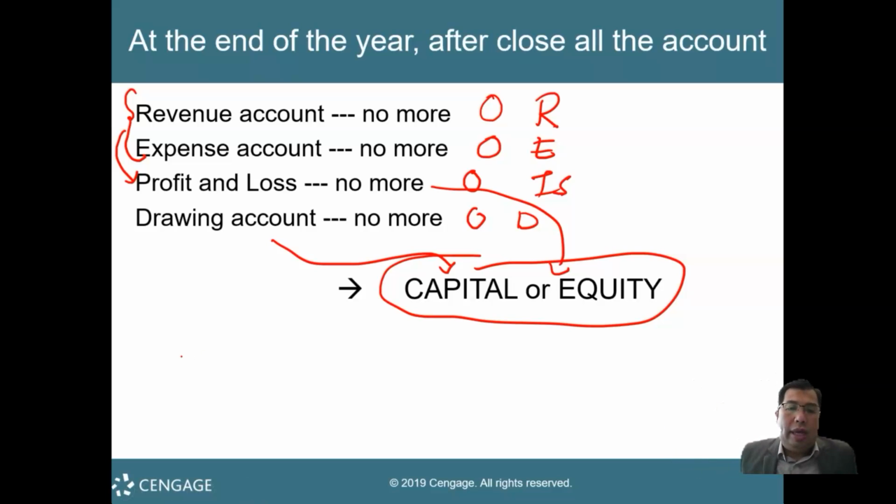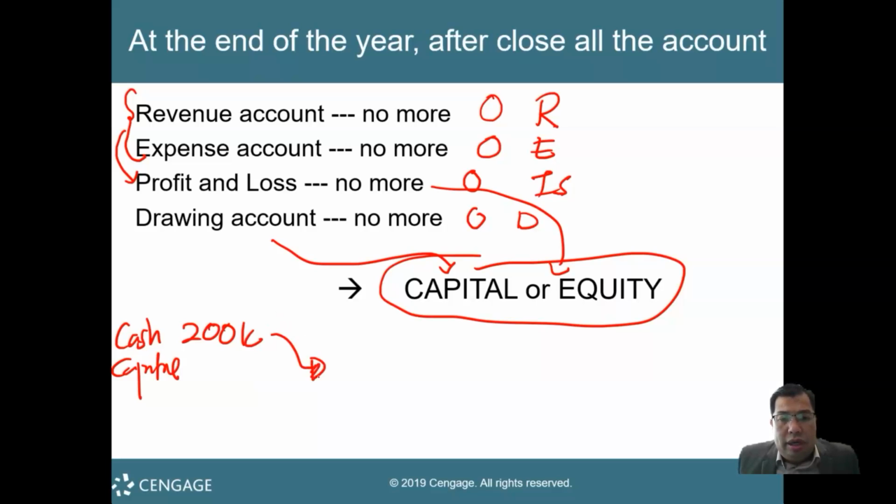Okay, let me explain again. During our first lecture, I did tell you that you have capital. You start your business with 200,000 capital cash. But at the end of the year, when you do accounting, after making a lot of sales and running the business, you have a very good business during the year, your capital won't be 200,000, it can be 260,000, for example.